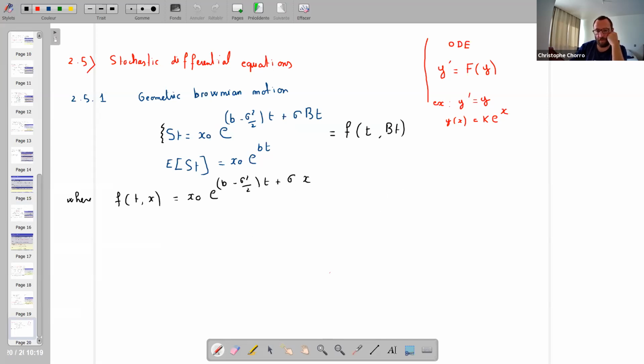So here I will apply the Ito formula for f and X_t equal to B_t, with the fact that here d X_t will be 0 dt plus dB_t with a 1 here. Okay, so let's do the job. What can I say concerning this?